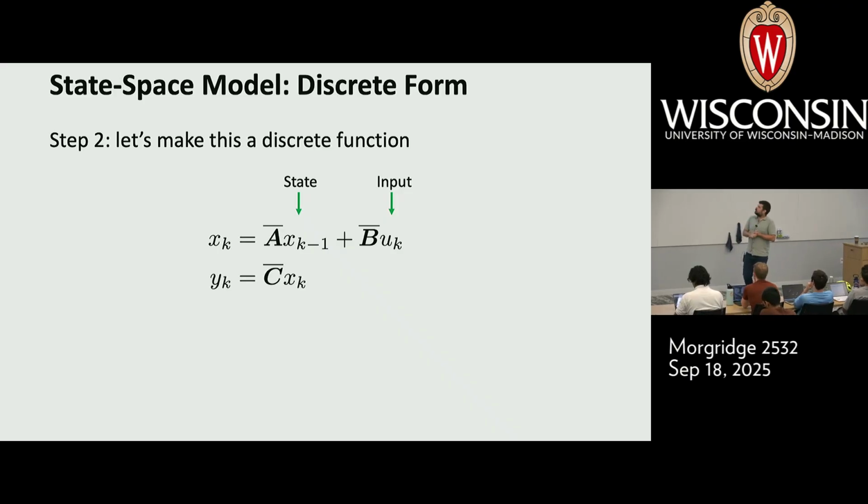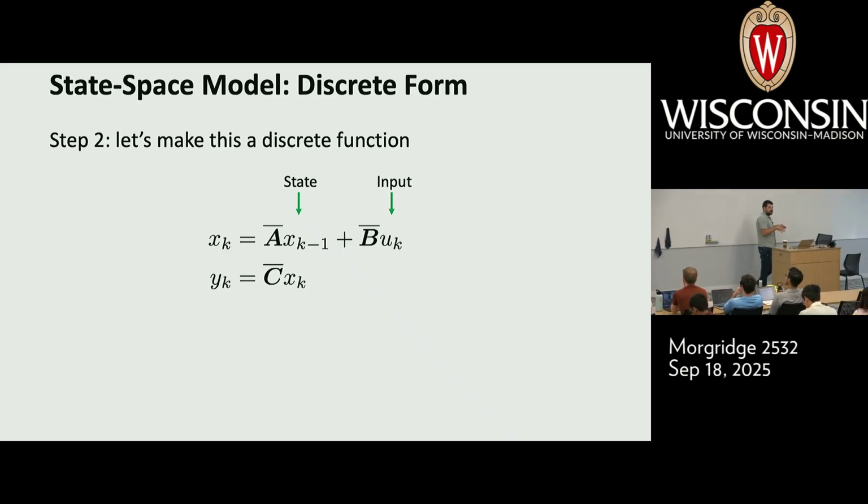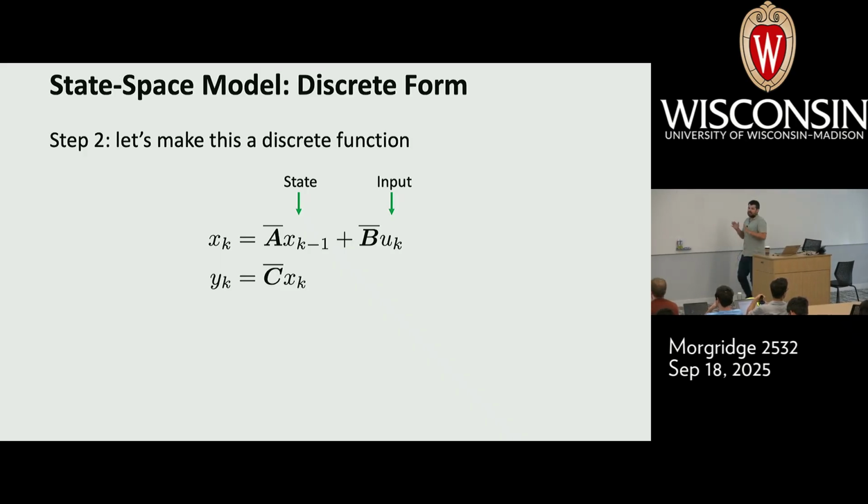So here it is. The entire equation that tracks these evolutions is just the top one. That's the state update equation. xk is given by A times xk minus 1, the previous state, plus B times uk, the current input. As for the output, it's the simplest thing that we can do.